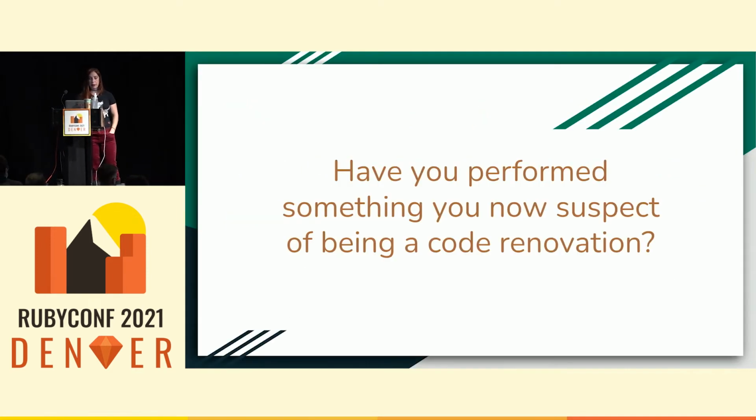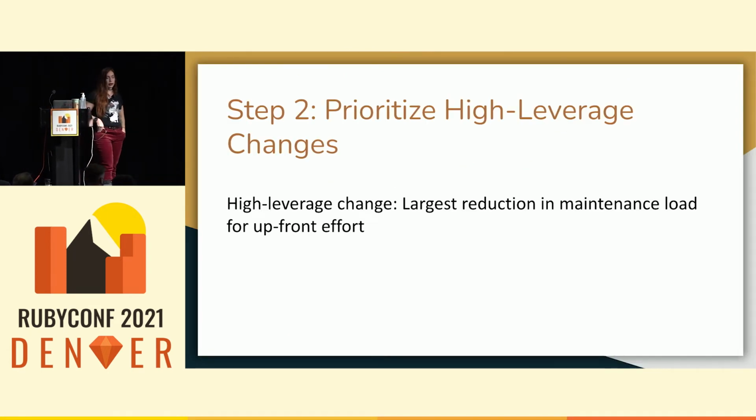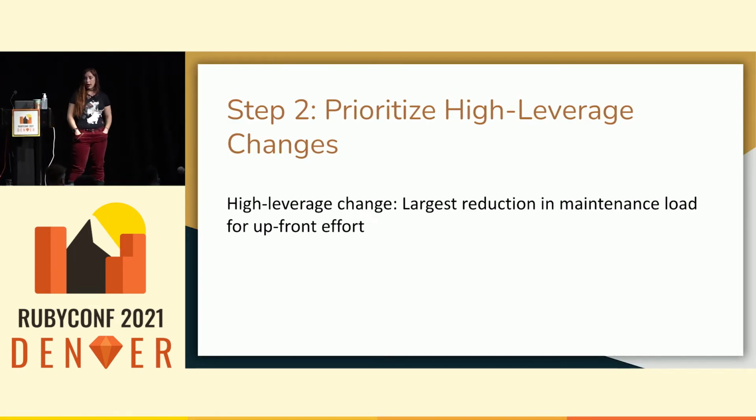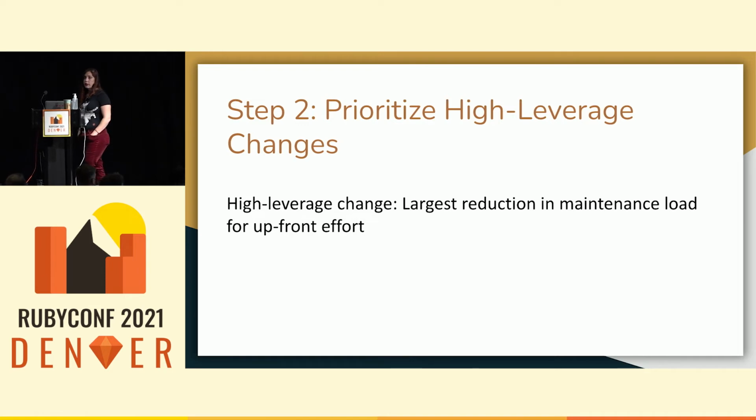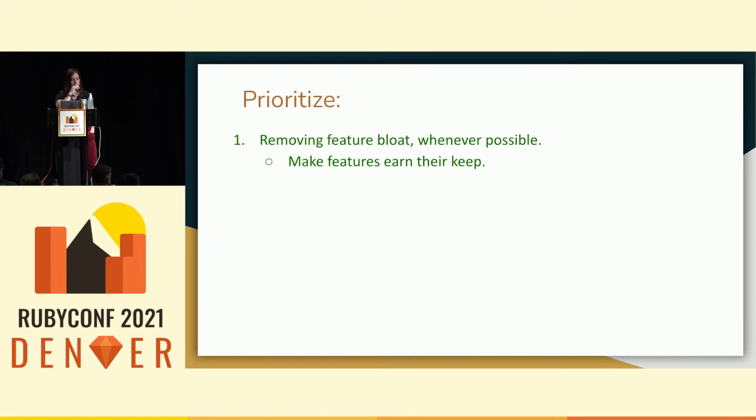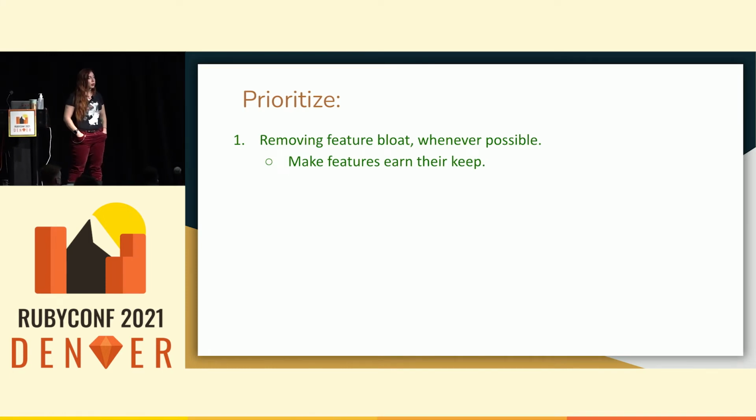So now we're back here, prioritizing the high leverage changes. High leverage changes are changes that produce the largest reduction in maintenance load for upfront effort. And that's what we need if our team is bailing water fast. If we need maintenance load to come down quickly, we need to know what these high leverage changes are. We're going to go through 5 priorities, and the very first one is going to be removing feature bloat wherever possible.